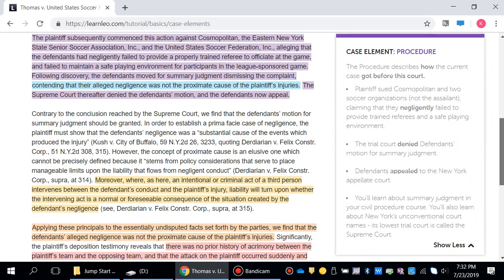Okay, so basically it tells you the trial court denied the defendant's motion for summary judgment after the plaintiff sued Cosmopolitan for negligence, and that's something you haven't learned yet, and then defendants appealed. Okay, you'll learn about this concept of summary judgment in your civil procedure course, but I want you to get a Black's Law Dictionary. I recommend getting a paper copy, inexpensive on Amazon. Keep it right by you, look it up, okay? Because Black's Law Dictionary, in my opinion, is the most helpful dictionary out there.